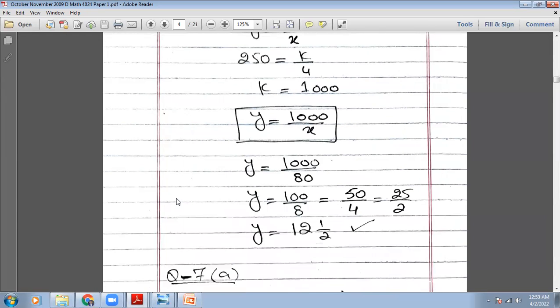Now, the question is, what will be the value of y when x is 80? So in this formula, I will put k as 1000, and in the place of x, I will write 80. So you are left with y equals 100 divided by 8. Cancel it with 2, so you will have 50 by 4. Again, cancel with 2, you will have 25 by 2, and that will be 12 whole 1 by 2. 25 divided by 2 is 12 whole 1 by 2. So y equals 12 whole 1 by 2.